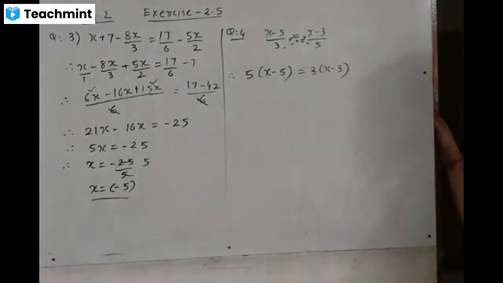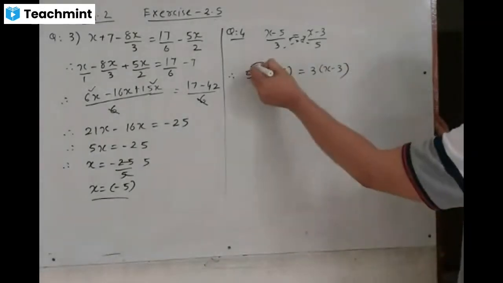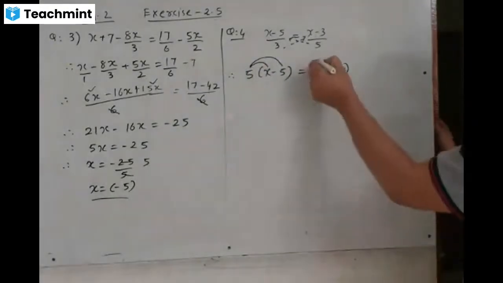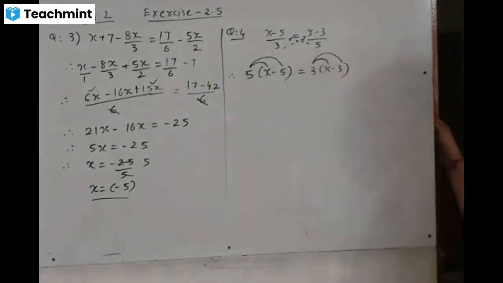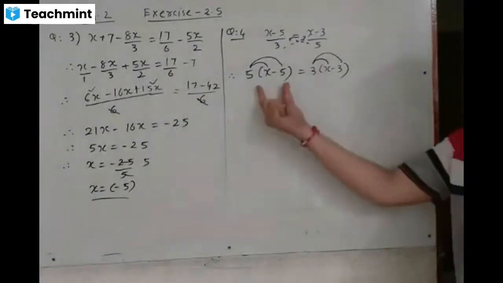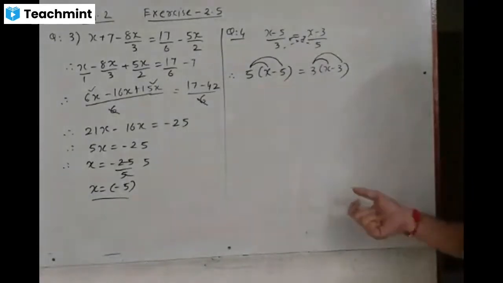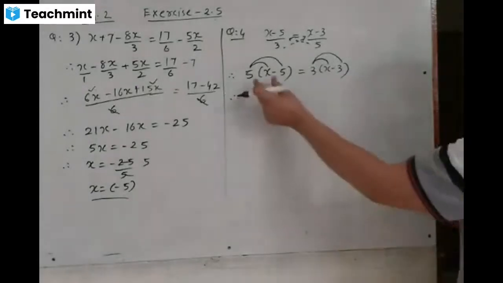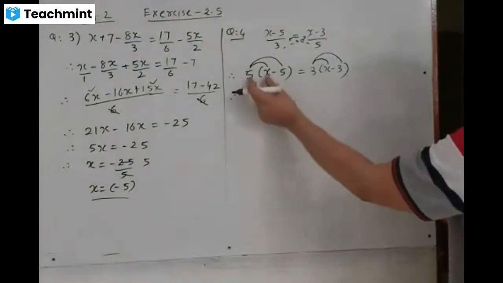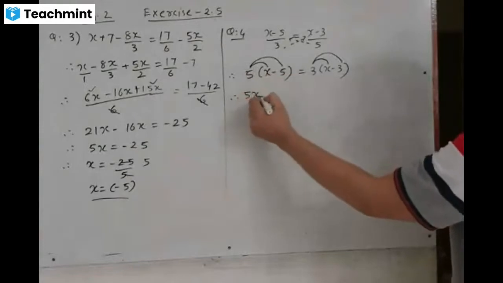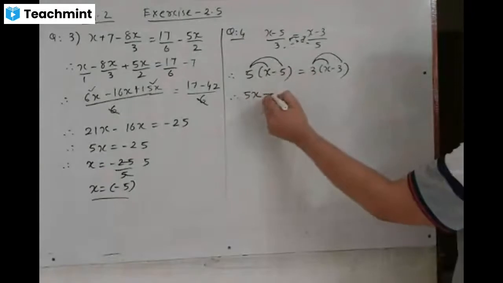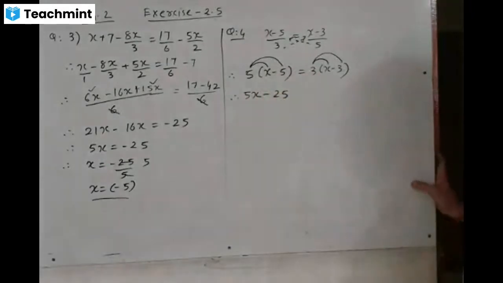Okay, and next step is distributive property. 5 multiply x, 5 multiply with 5. 3 multiply x, 3 multiply with 3. What is the value of 5 multiply x minus 5? Therefore, पहले 5 into x, 5x, 5 into 5 minus 25.